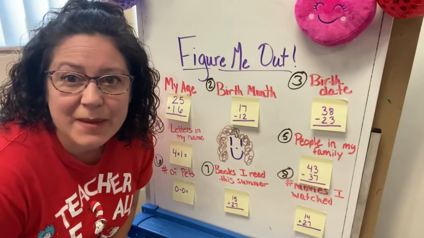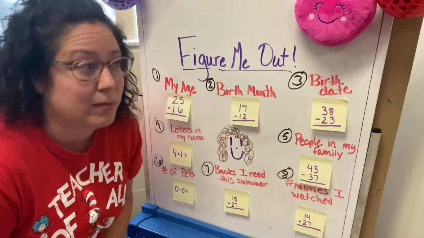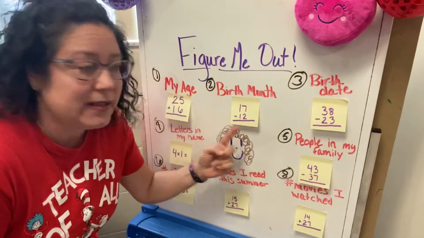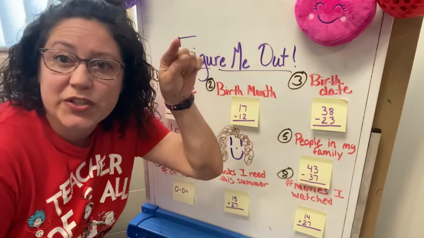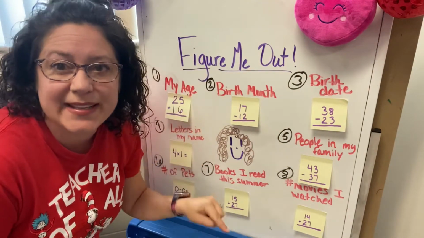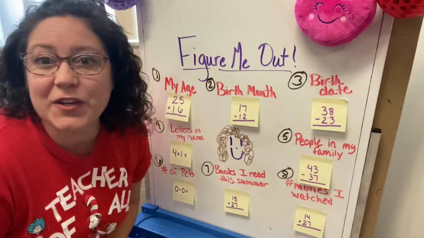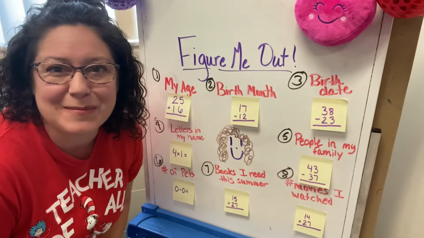So on your paper, I want you to label it 1 through 8. You're going to have 8 math problems. You don't have to label it like this. You can just go straight down on your paper: 1, 2, 3, 4, 5, 6, 7, 8. Okay? You are going to try to figure me out with some clues with some math problems.